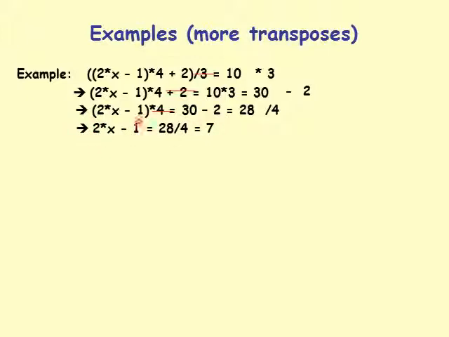Now this minus 1, we would transpose that across the equal sign and it will become a plus 1. Okay, so we just move that. Let's see what happened. 2x minus 1 was 7. We transpose the minus 1 to the right, and it becomes plus 1. 7 plus 1 is 8.